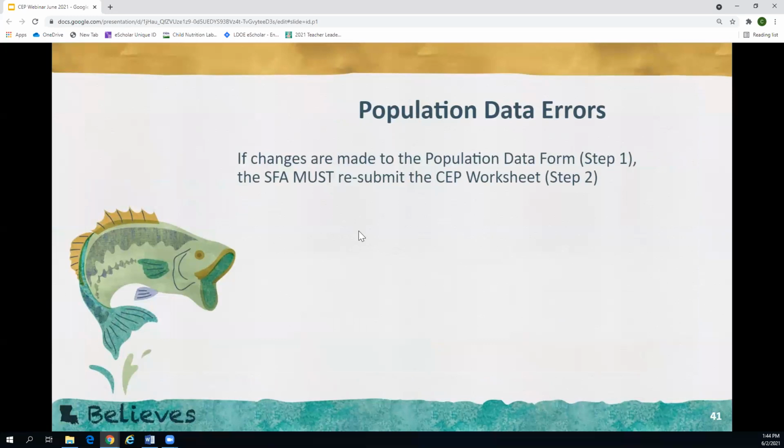If you do make any changes to your population data form, you have to resubmit the CEP worksheet. So they work in conjunction with each other. Once you submit the population data, that information populates over to the CEP worksheet. And then if you submit the CEP worksheet, if you go back and make changes to the population data form, you're going to have to resubmit that worksheet.